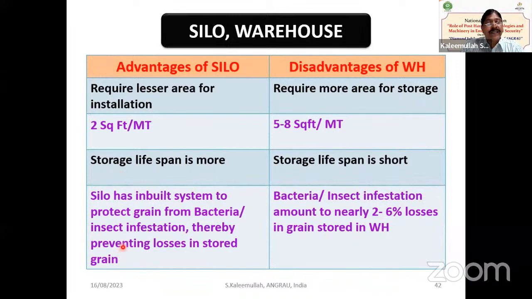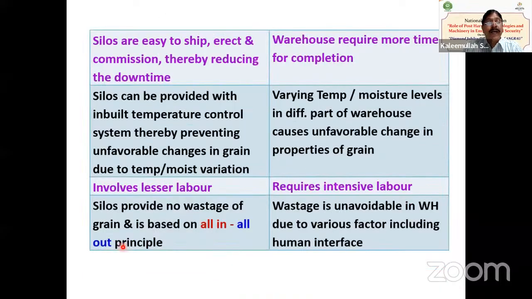And in silos, the advantage is that there is an inbuilt system to protect the grain from bacterial infestation, thereby preventing losses in the stored grain. But in the warehouses, there will be at least 2 to 6% losses in the stored grain. And the main advantage is that silos are easy to ship, erect and commission, thereby reducing the downtime. But the warehouses require more time for completion.